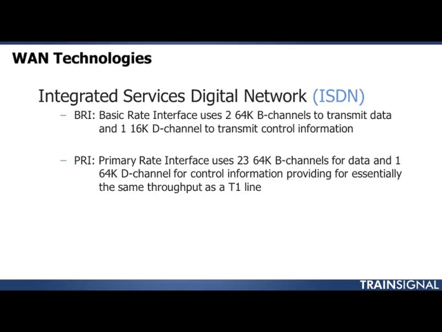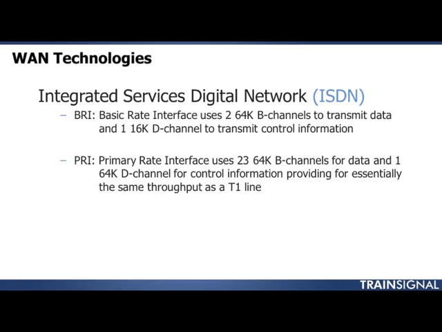You had basic rate ISDN, which had two 64K B channels, which were for the actual data, and it had a single 16K D channel, which would have the control information to control the connection, control the actual communication. But the idea here was, since you had two 64K B channels, it meant that you had data rates of approximately 128 kilobits per second.